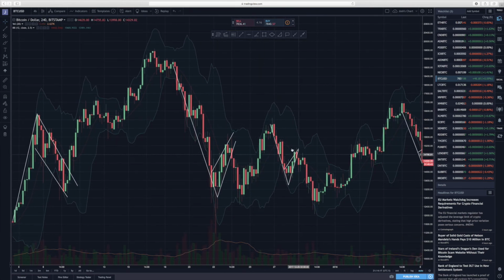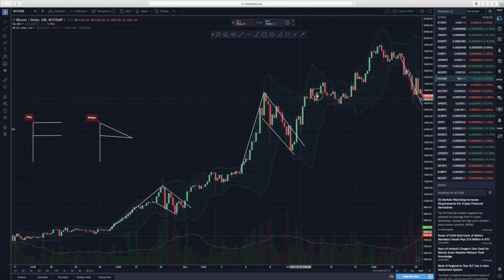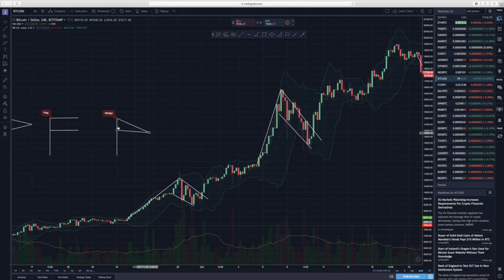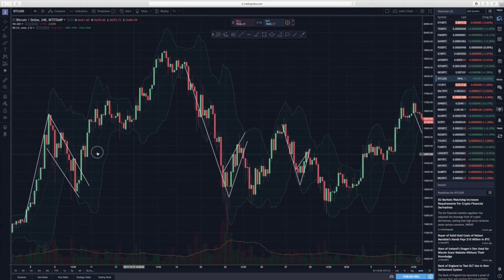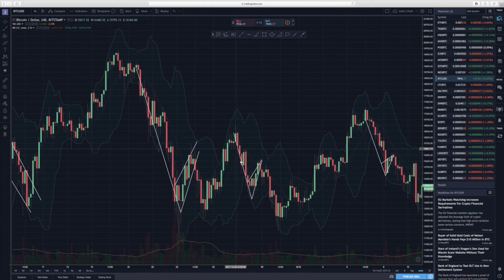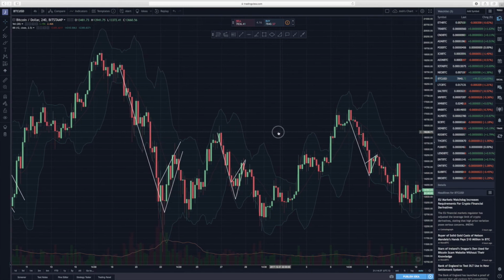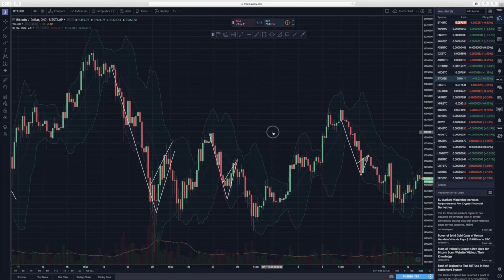This is more of a wedge, as you can see. The wedge looks like a pennant, except kind of sloped downwards. But the same thing. The price comes down, plays in between those supports and resistances, and then it continues its trend.